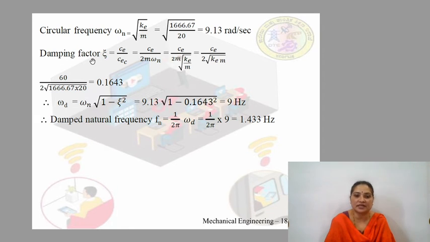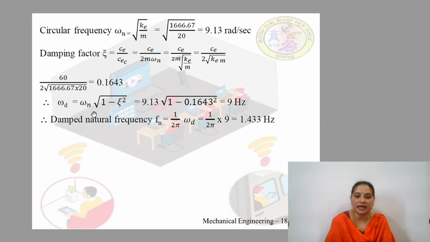Damping factor is nothing but the ratio of damping coefficient to critical damping coefficient. Again, the damping coefficient taken here is the equivalent damping coefficient, and the value of the critical damping coefficient is nothing but 2m omega n. Substituting the values of the known quantities, we obtain the damping factor zeta as 0.1643.